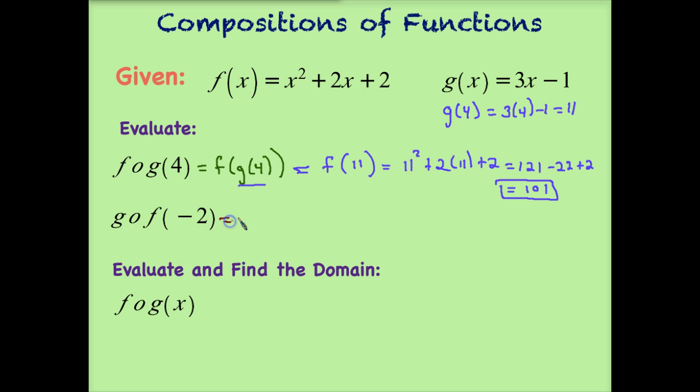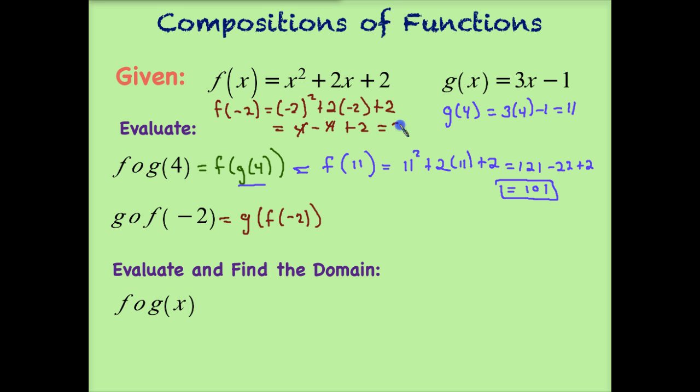All right, remember that this is going to look like this. G composed of f of negative 2. In other words, let's go ahead and evaluate our f function first for this negative 2. Remember, work from the inside out. So we are going to have negative 2 squared plus 2 times negative 2 plus 2. This leaves us with 4 minus 4 plus 2. The 4's cancel out and we are left with 2.